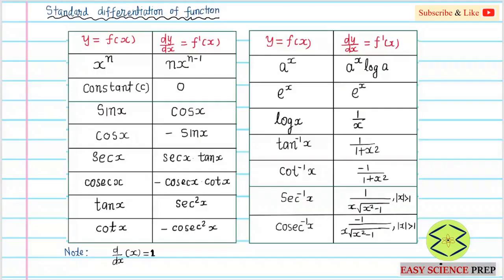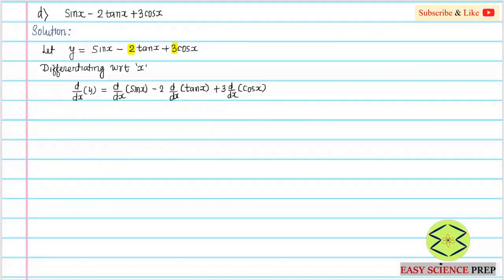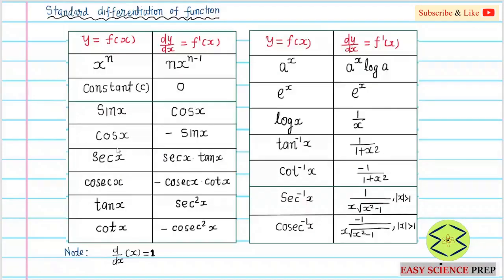So derivative of tangent of x we already have as secant square x. And derivative of cosine of x, if you look at the table, is minus sine of x. Okay, so I'm going to use these three standard results over here.